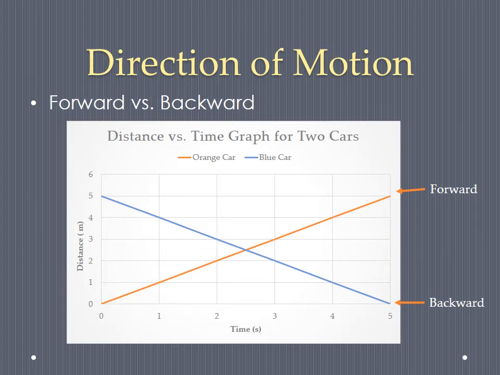At 1 second, the object has moved 4 meters. At 2 seconds, the blue car has moved 3 meters. At 3 seconds, it's moved 3 meters. And at 4 seconds, it's moved 1 meter. And so you can see that the y value keeps decreasing as the x value increases, which means this is a negative slope and the object is moving backwards.